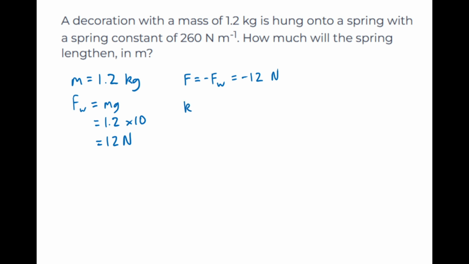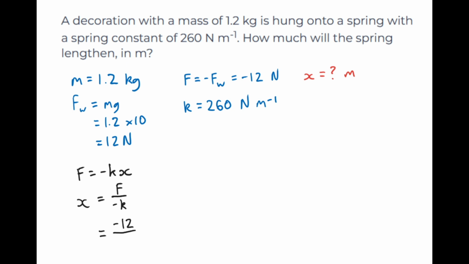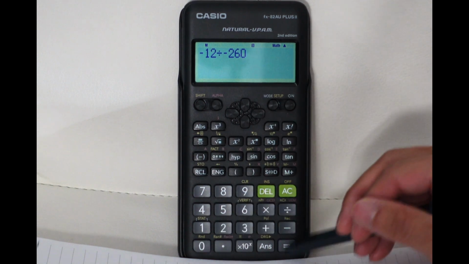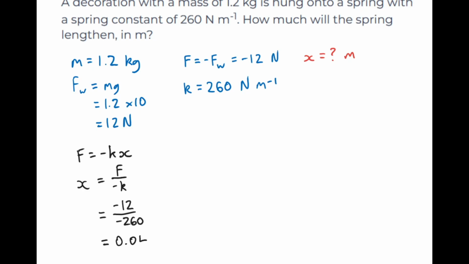The spring constant k is 260 newtons per meter. We want to find the displacement of the spring, which is the symbol x. So x equals question mark in meters. The equation we can use is F equals negative kx. We want to rearrange for x, so divide both sides by minus k. x equals F over minus k. x equals negative 12 over negative 260. If we put this into the calculator, we get an answer of 0.046 meters.